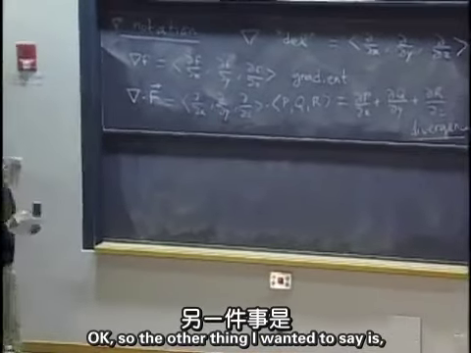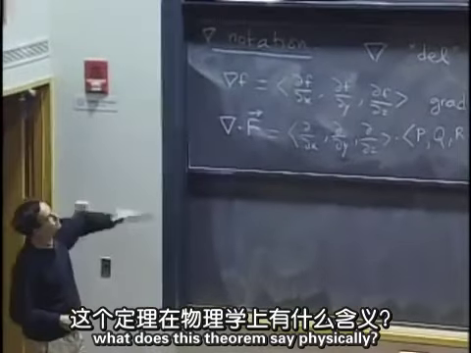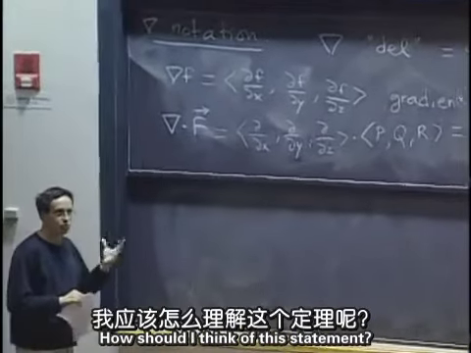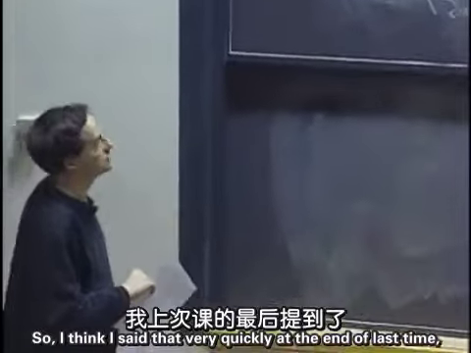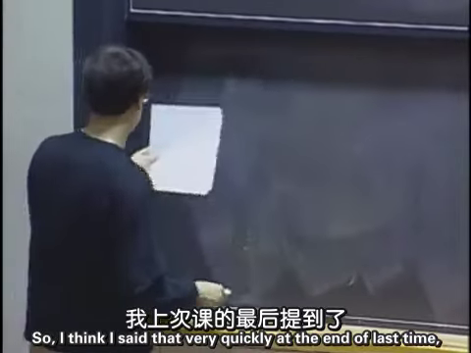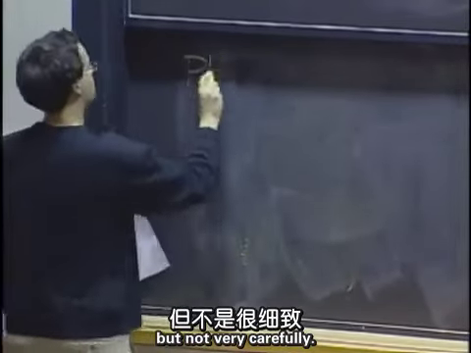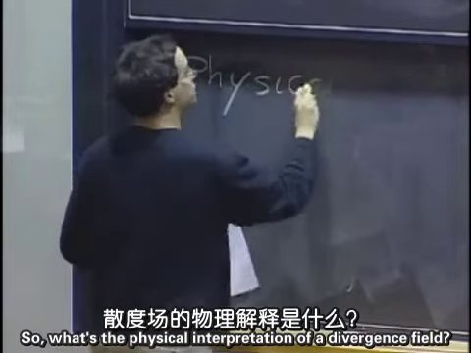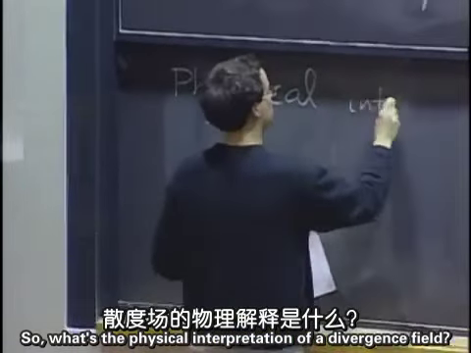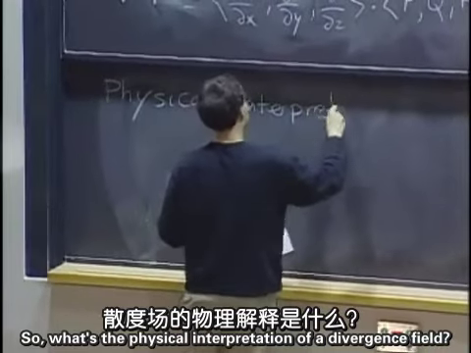Okay, so the other thing I wanted to say is, what does this theorem say physically? How should I think of this statement? So I think I said that very quickly at the end of last time, but not very carefully. So what's the physical interpretation of the divergence theorem?